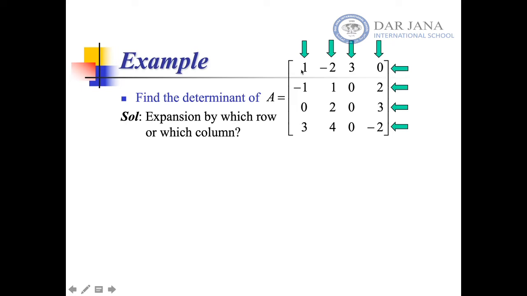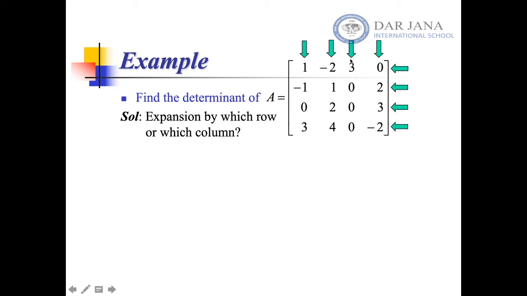Let's look at the first row. The first row contains only one zero. Let's look at the second row. The second row contains only one zero. Third row, two zeros. Fourth row, one zero. First column, it contains one zero. Second column, it contains no zeros. Third column, it contains three zeros. And the fourth column contains only one zero.